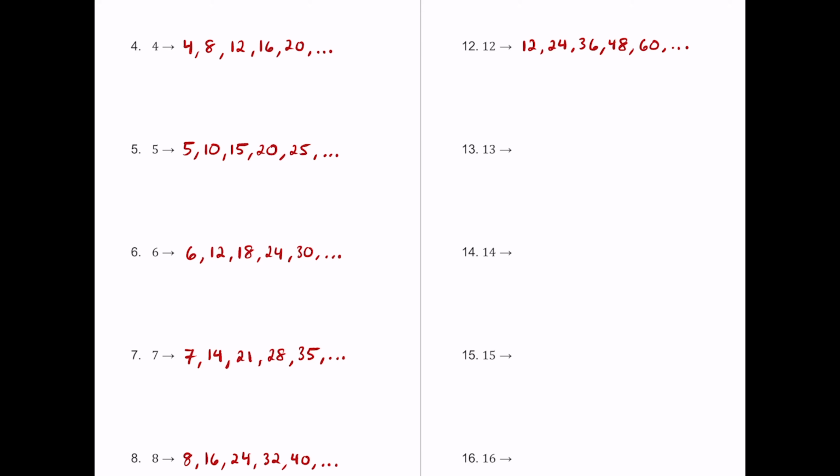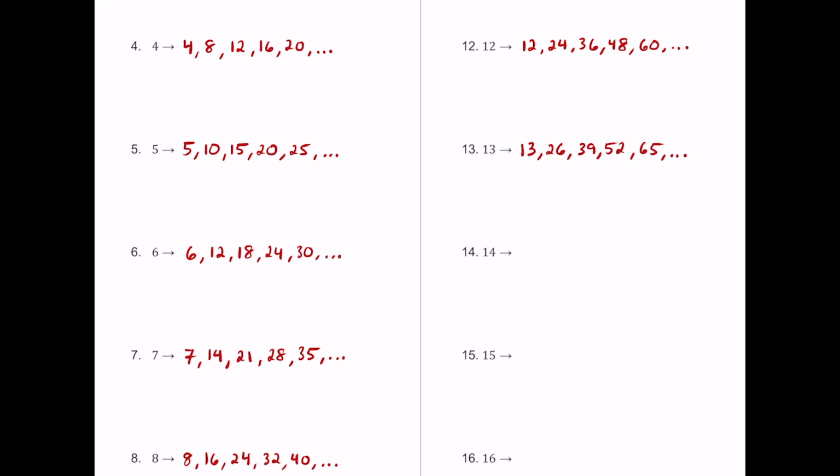And again, if you need to write any of the multiplication out or you need to write the addition out, feel free to do so. For number 13, we have 13, so 13 times 1, 13 times 2, 13 times 3, 13 times 4, and 13 times 5. These would be the first 5 multiples of 13.